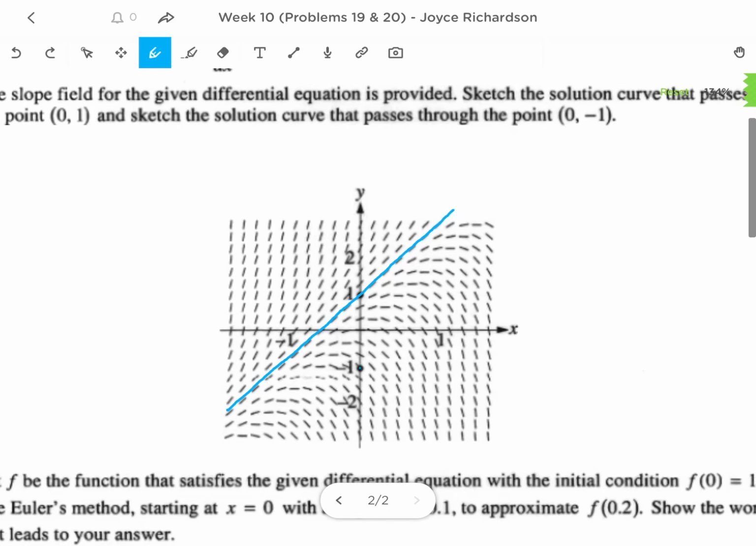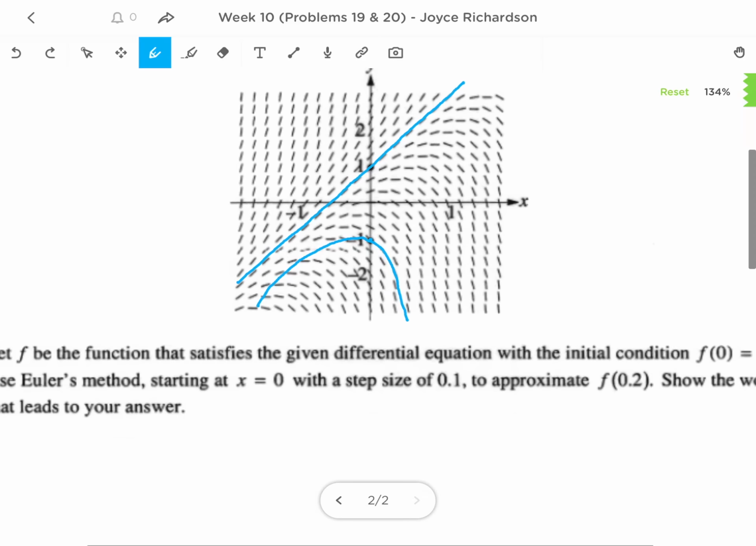The one that goes through (0, -1), that guy we had some bending. So in order for me to get there, and then I'm coming back down around.